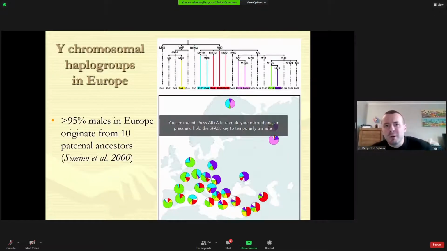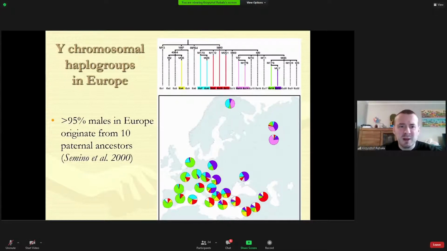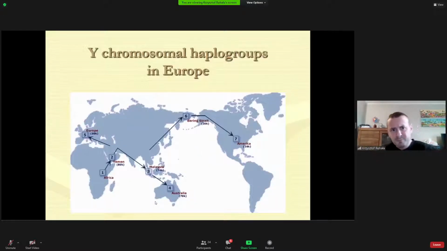Okay, we are continuing with the Y chromosomal haplogroups. The study from 2000 demonstrated that more than 95% of males in Europe can originate from 10 different paternal ancestors. These are the haplogroups assigned different colors, and you can see that the distribution of these haplogroups in Europe can be totally different depending on the populations.